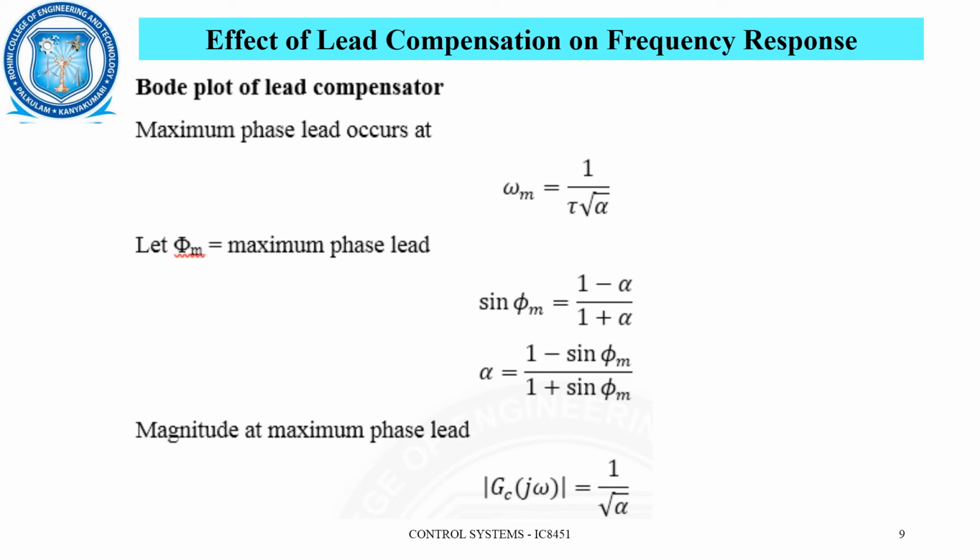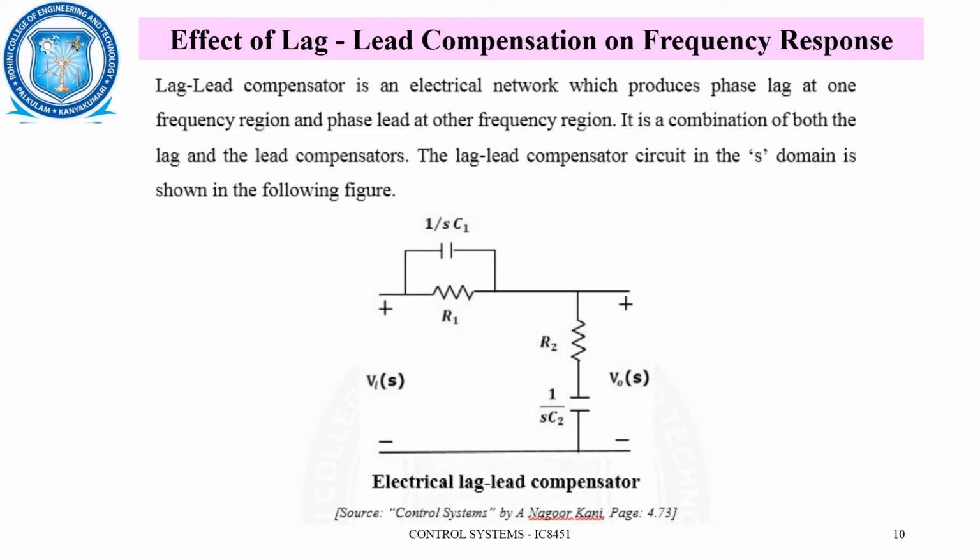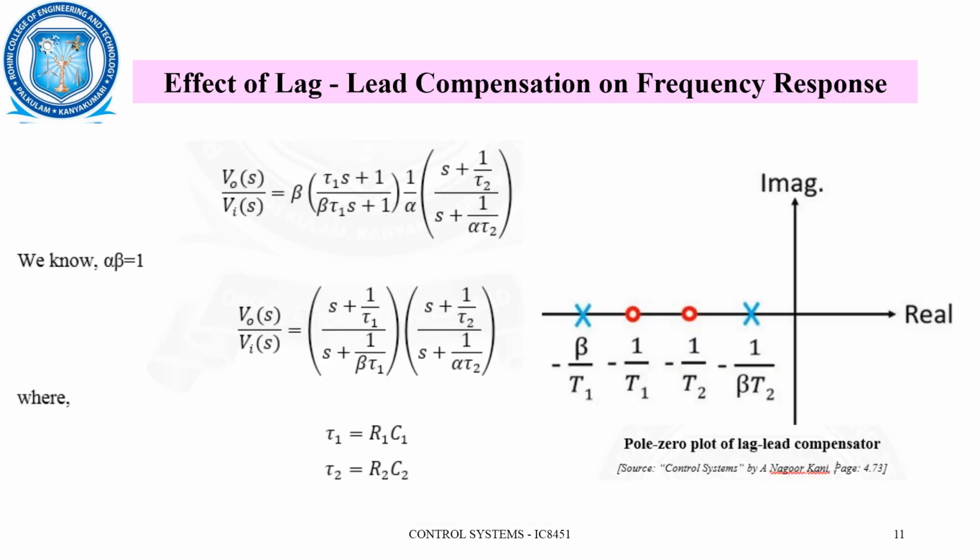So that magnitude helps. Next is the lag-lead compensation. While considering the lag-lead compensation, we'll have two capacitors, one parallel to the R1 and the other one in series with the R2. So the lag-lead compensator is an electrical network which has a phase lag at one frequency range and phase lead at the other frequency region. It's a combination of both the lag and the lead compensator, the lag part as well as the lead part.